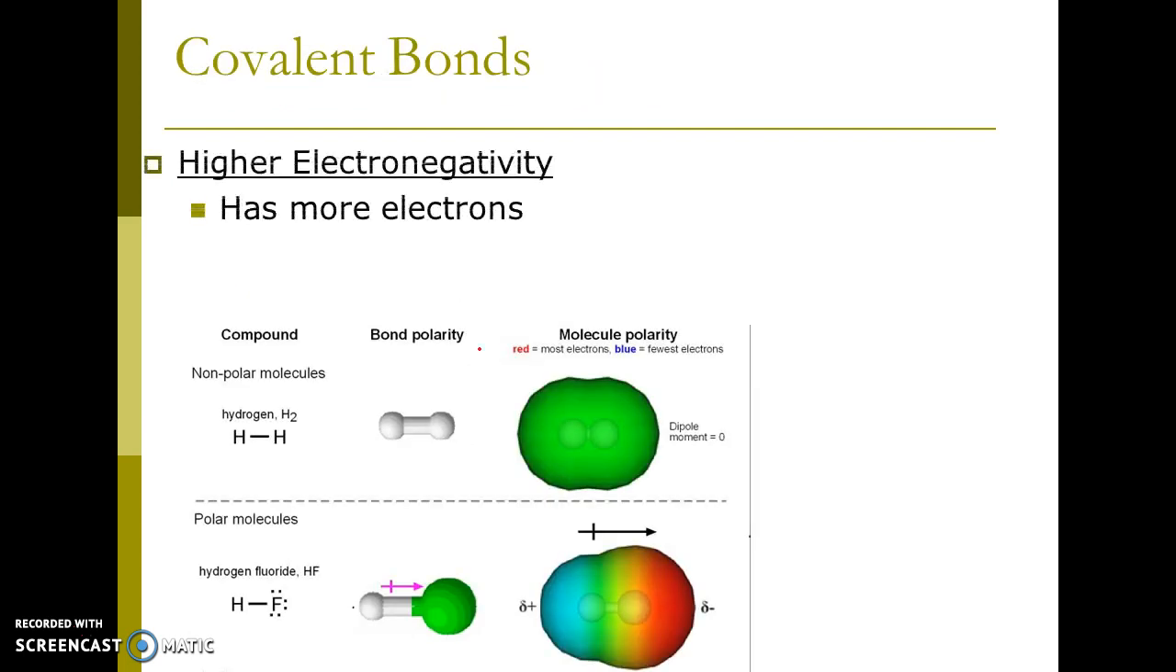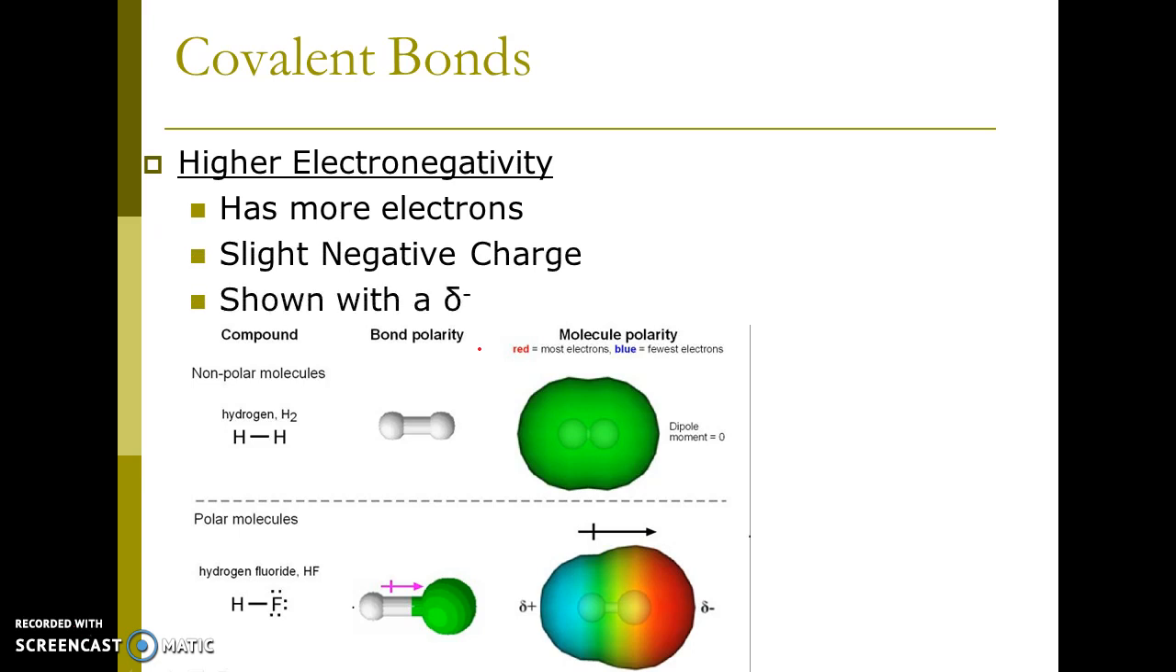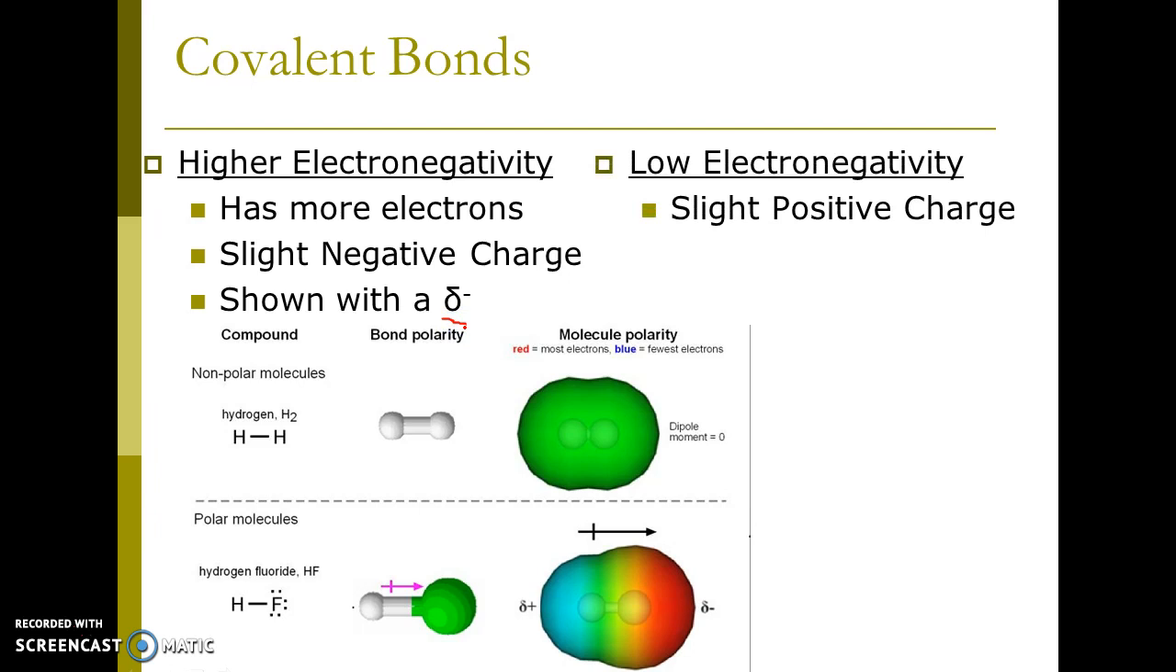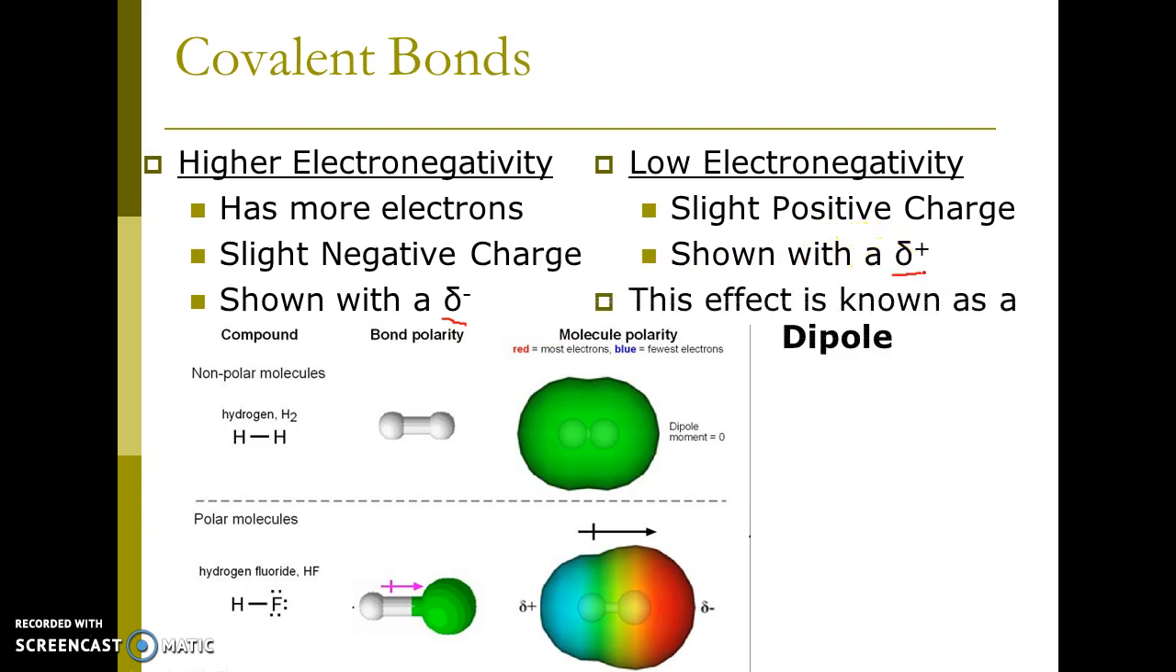So with our electronegativities, you will have a higher electronegativity when there are more electrons present. This will indicate that you have a slightly negative charge, and we indicate a slightly negative charge with this symbol here. If we have a low electronegativity, that end of the molecule will have a slightly positive charge, and it's shown with this symbol here. This is what we call a dipole. A dipole means that we have 2 poles. Now these poles will be a positive pole and a negative pole on the molecule. I will show you on the next slide what we mean.